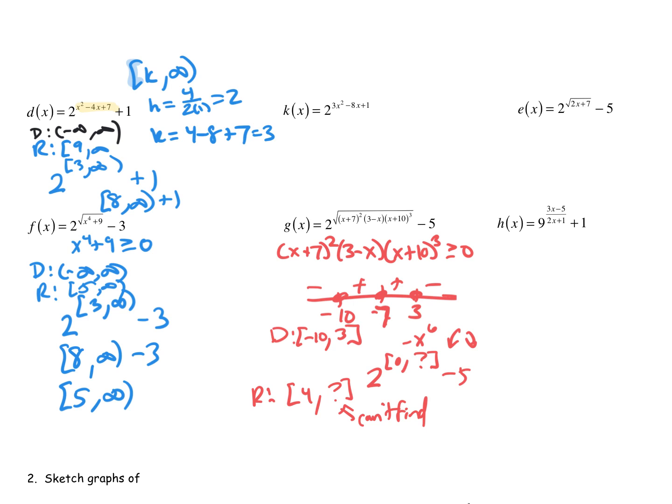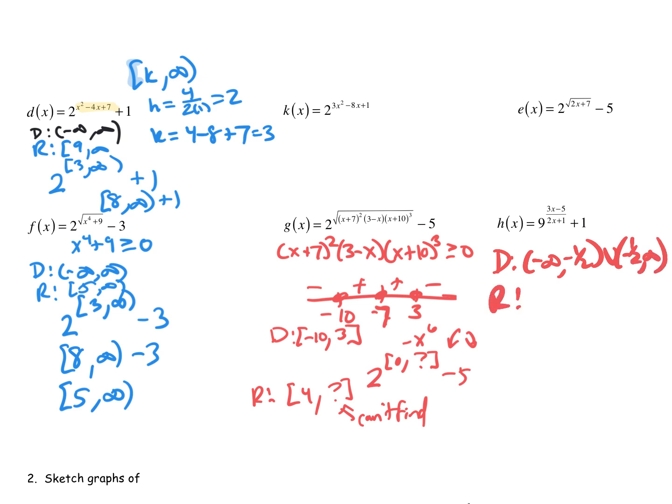All right, let's do one more. Now I have a rational function in my exponent. So I can't divide by 0 there. The domain would be everything but negative 1/2. So negative infinity to negative 1/2, union negative 1/2 to infinity.